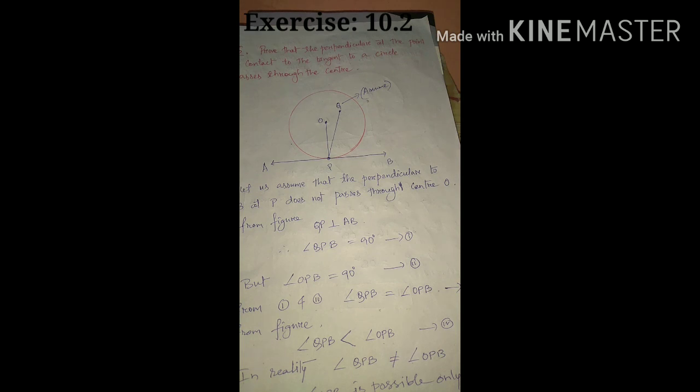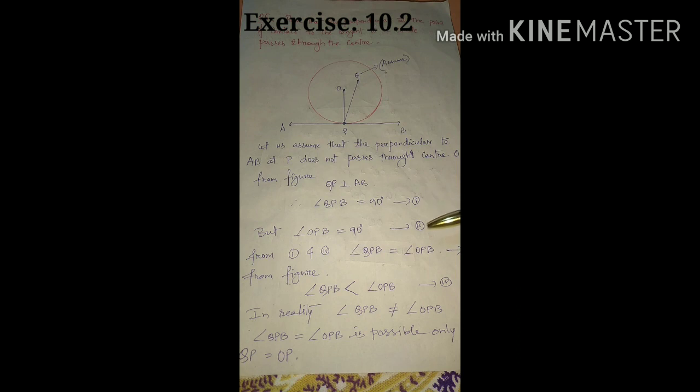90 degrees. So we write OPB equals 90 degrees. Is it clear? So from 1 and 2, you see the right hand sides are 90 degrees. That means the left hand sides are equal. So we write angle QPB equals OPB. But if you see the figure here, obviously this angle OPB is greater than QPB, or not? Obviously it is true. So we write that angle OPB is always greater than QPB.